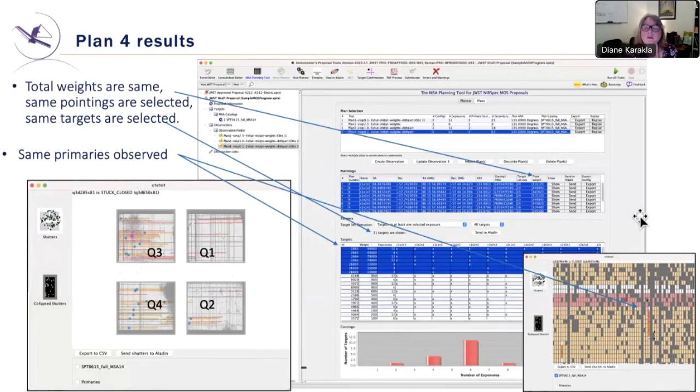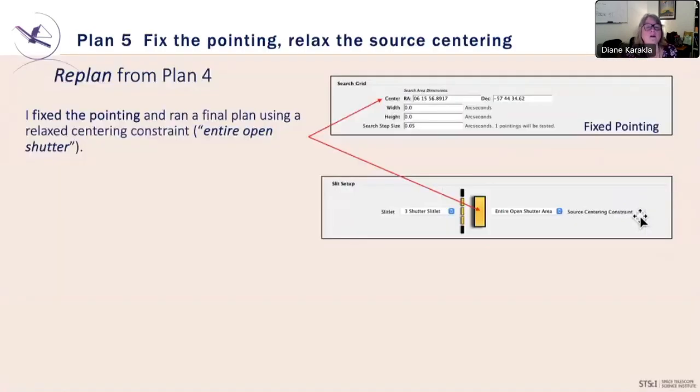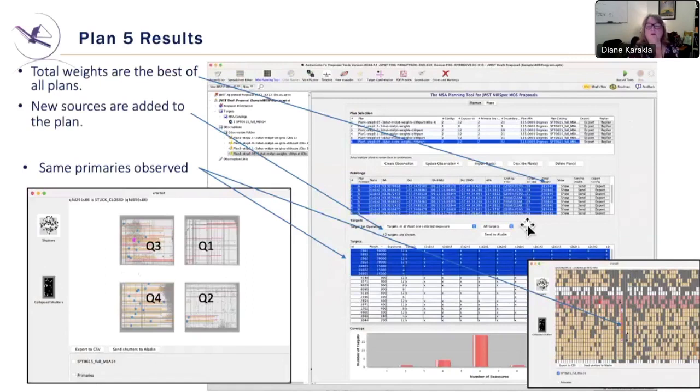So I'm going to fix the pointing at that pointing in my final plan, and I'm going to now relax the shutter centering constraint here in my final plan to open it up to try to obtain as many targets in the MSA as possible. Okay, and so when I run that final plan, of course, it's in the same position, right? Looks very much the same as the last plan because I kept the pointing fixed. It took 1 second to run this plan because it's a fixed pointing. And then I was able to obtain several more sources, 42 targets.